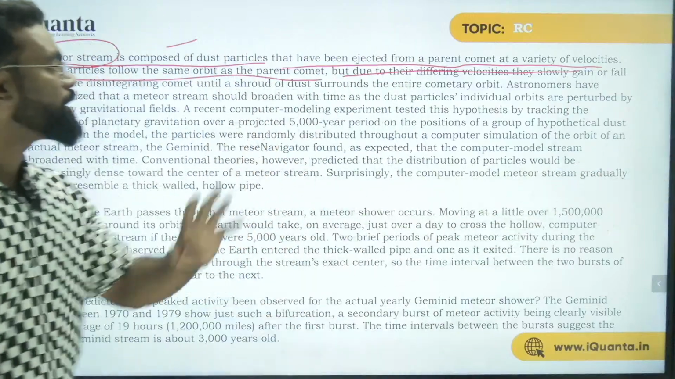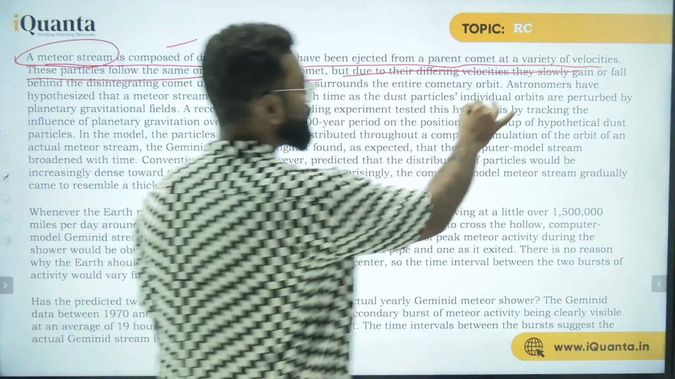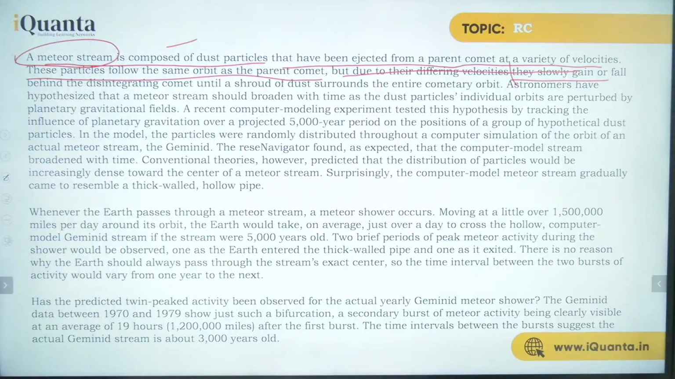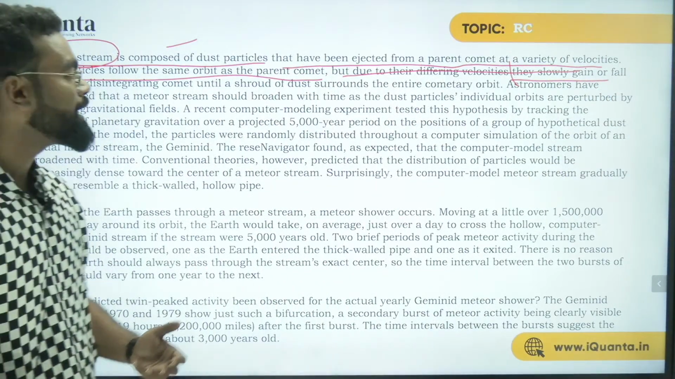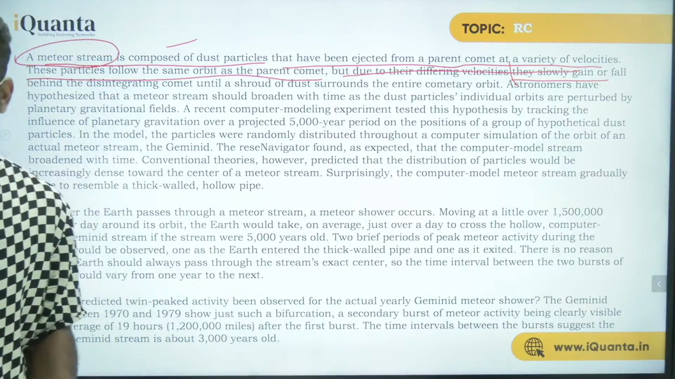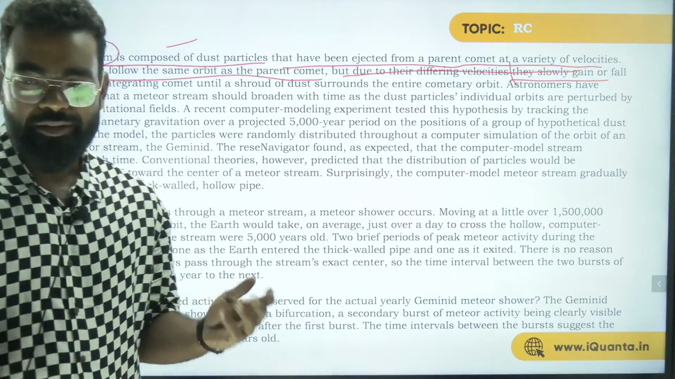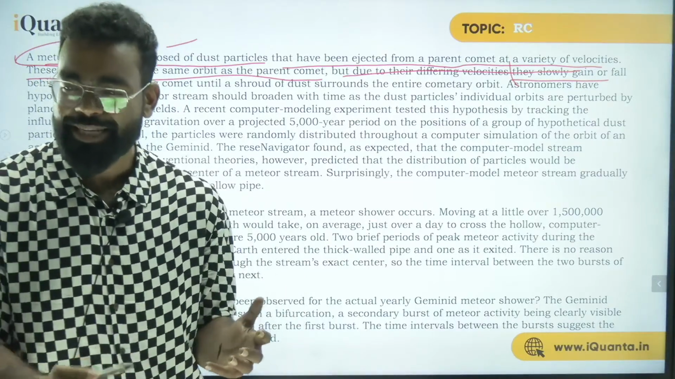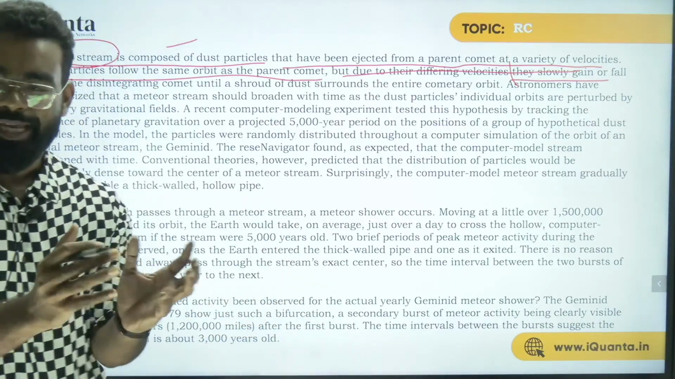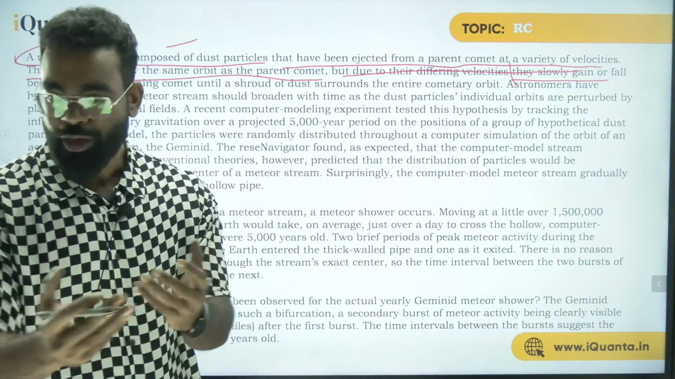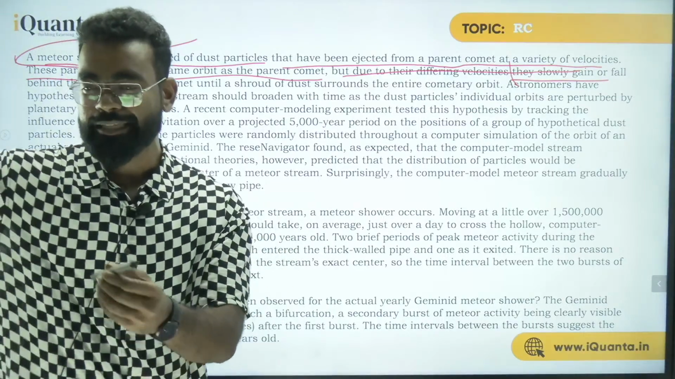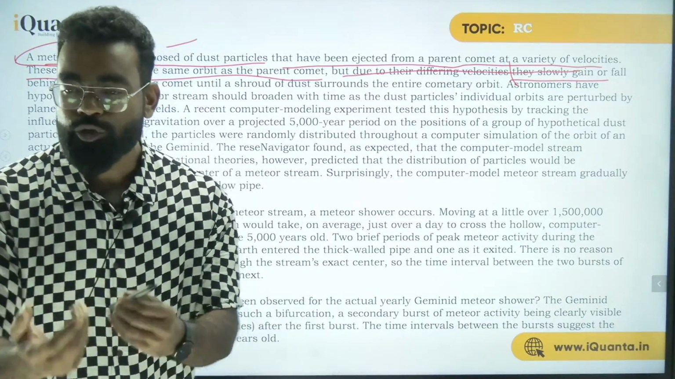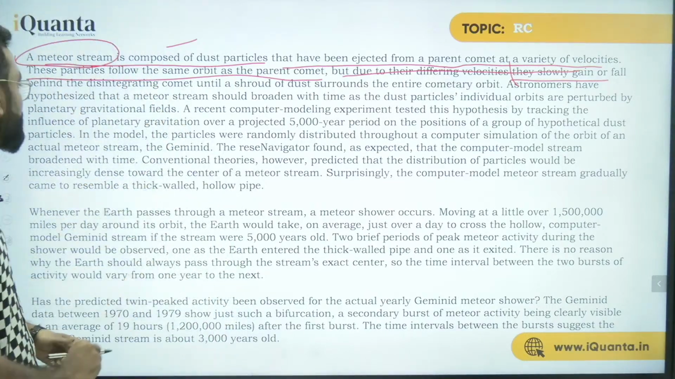Leave this first. I don't need to know why, but I just need to know from this. They slowly gain or fall behind the disintegrating comet until a shroud of dust surrounds that entire cometary orbit. So what does it mean? For some specific reasons this happened, and that's why they are making a kind of shroud. Like you have seen a meteor, right? A meteor is basically a light thing, and the shrouds are around a particular object, right? So that is the premise, obviously.